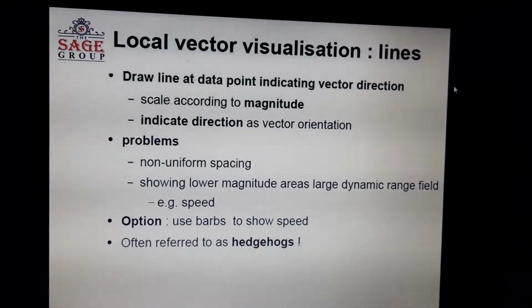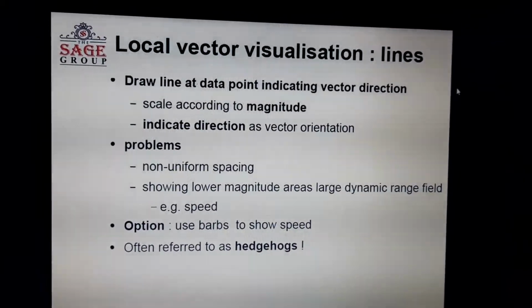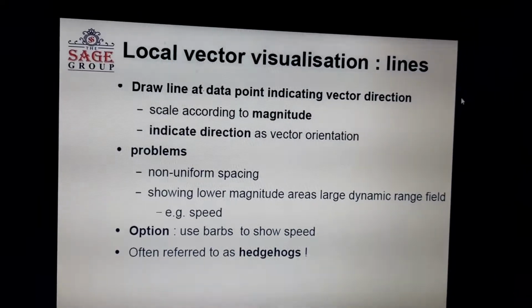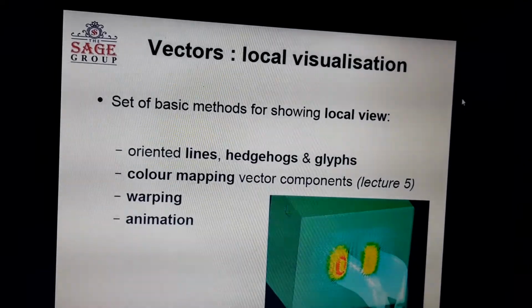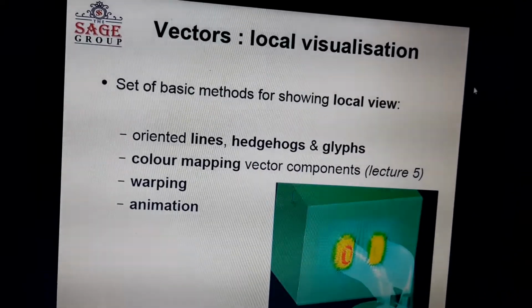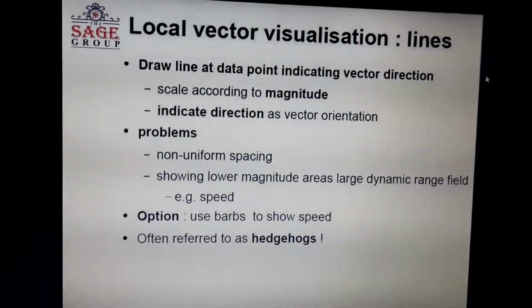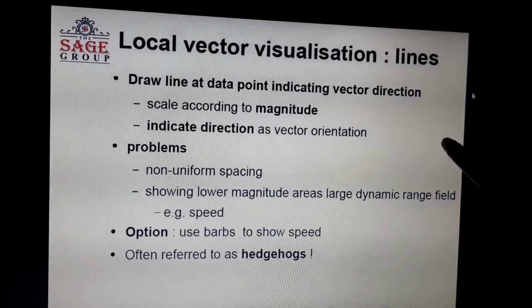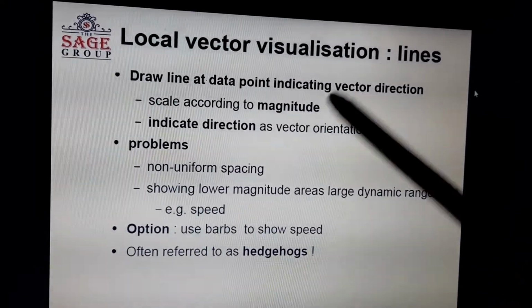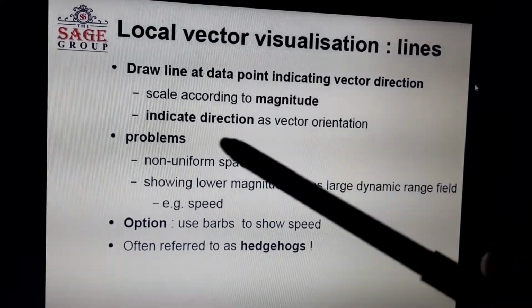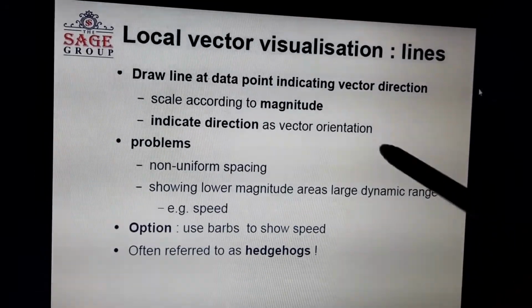The first method is lines, local vector visualization by using lines. This was the first method in the previous slide, oriented lines. What do we do? We draw a line at a data point indicating the vector direction. We draw the lines indicating the vector direction, scaled according to the magnitude.